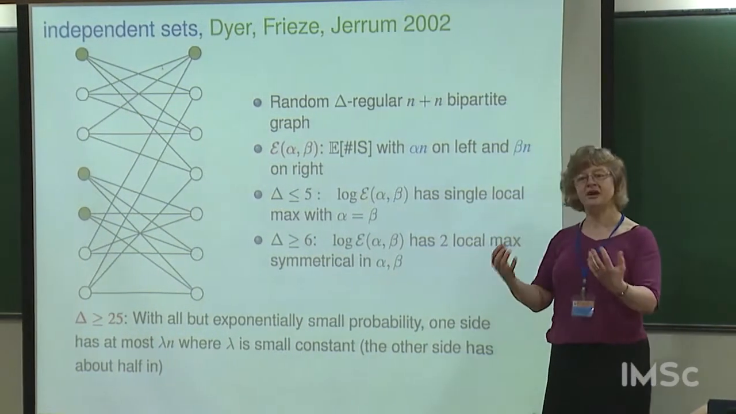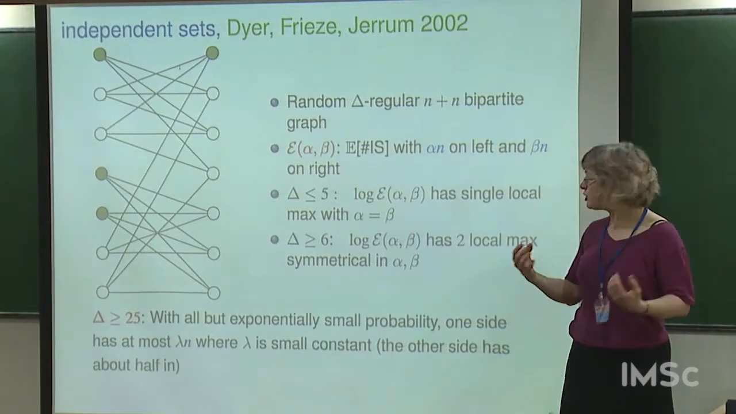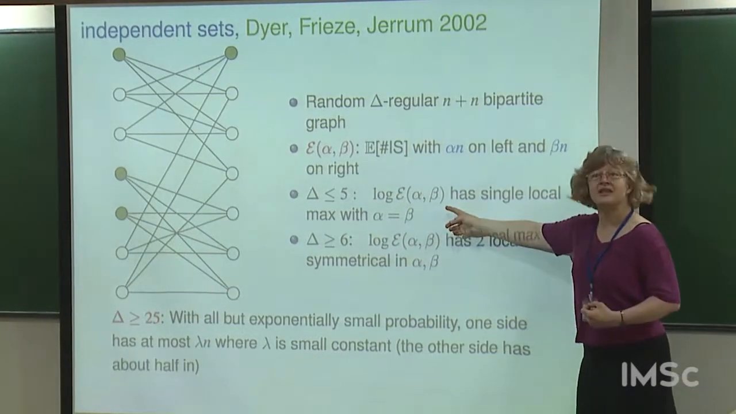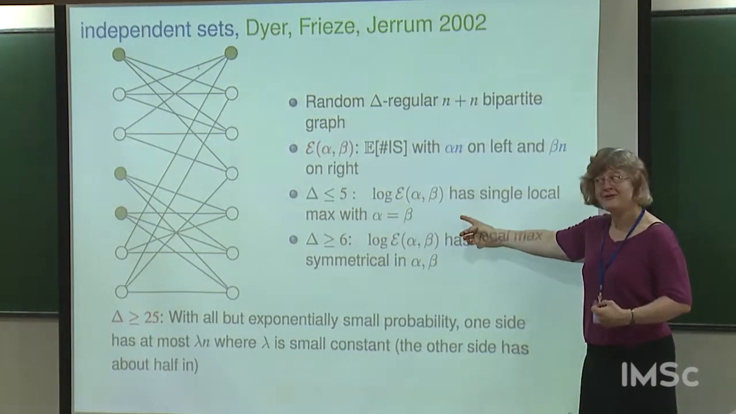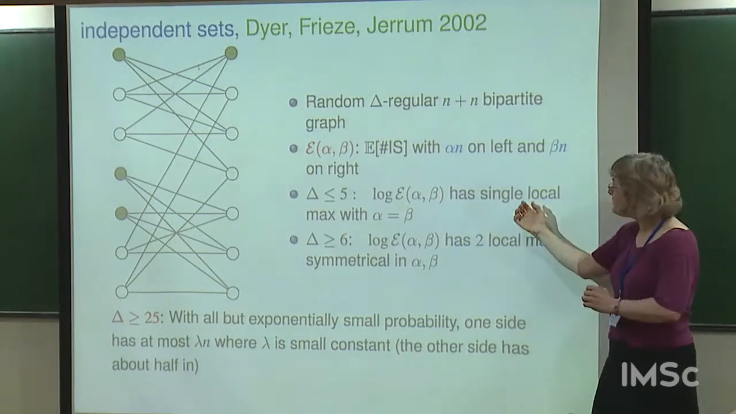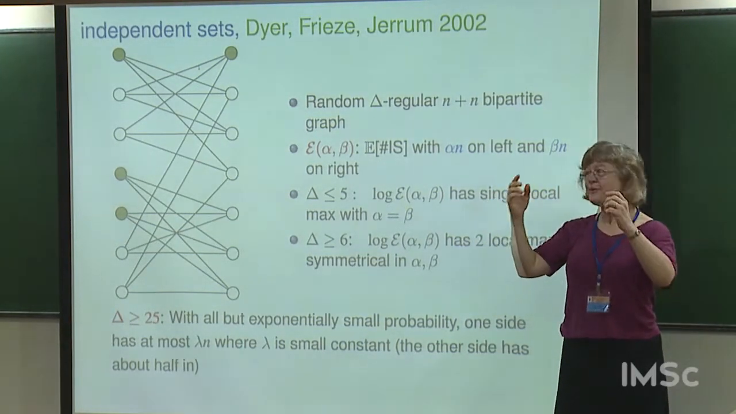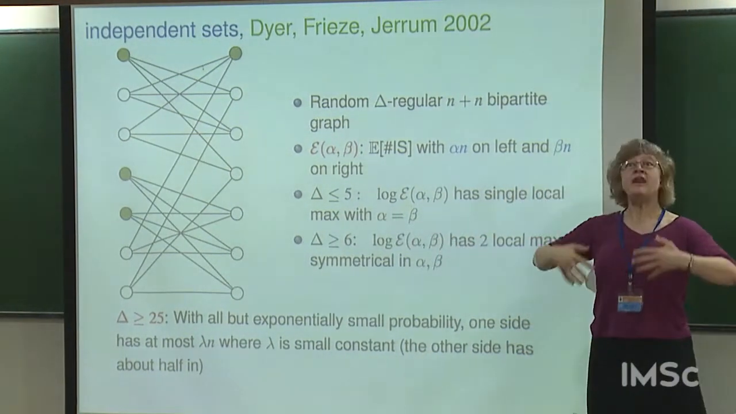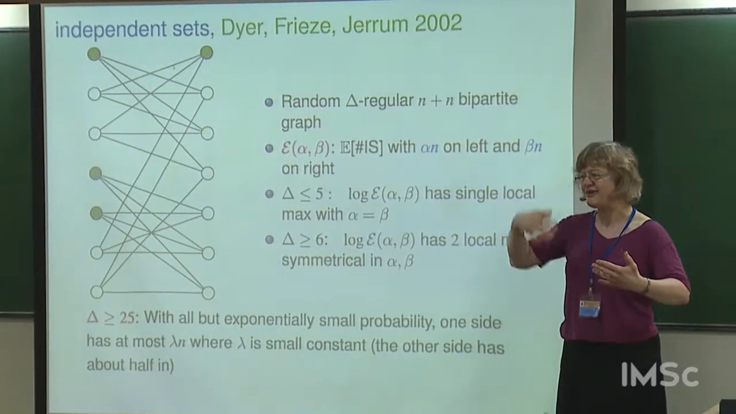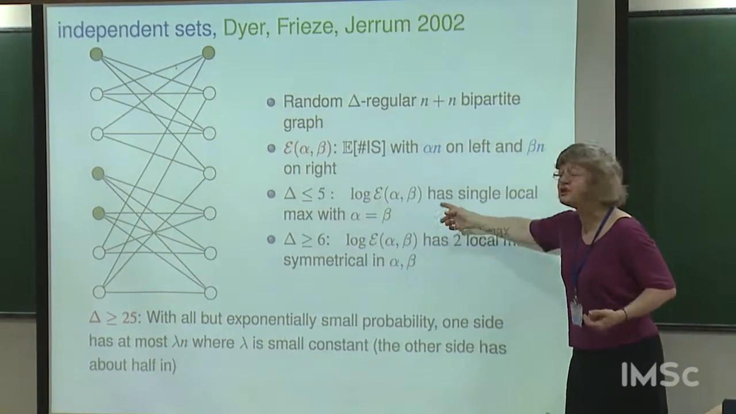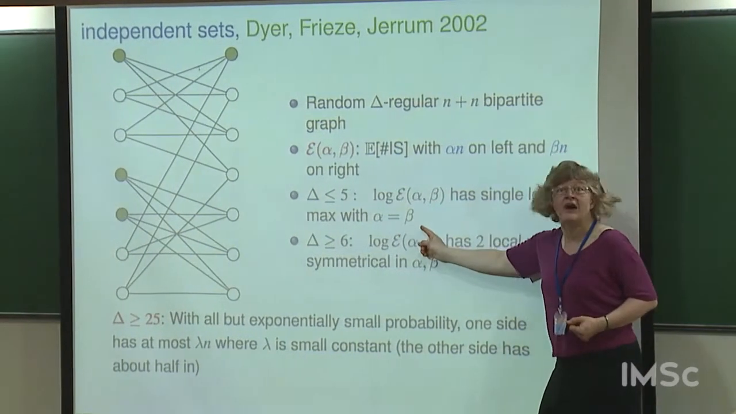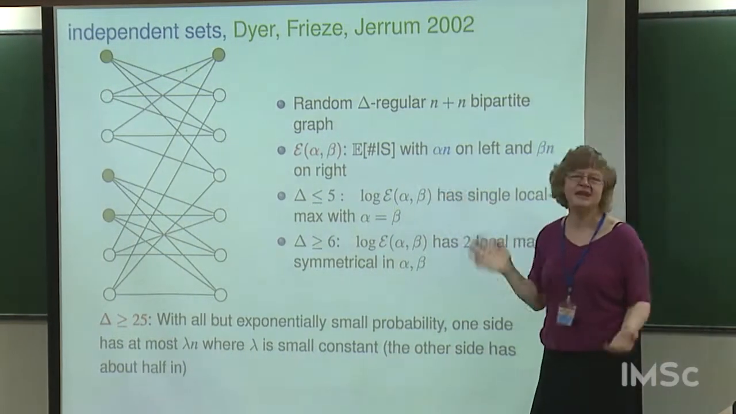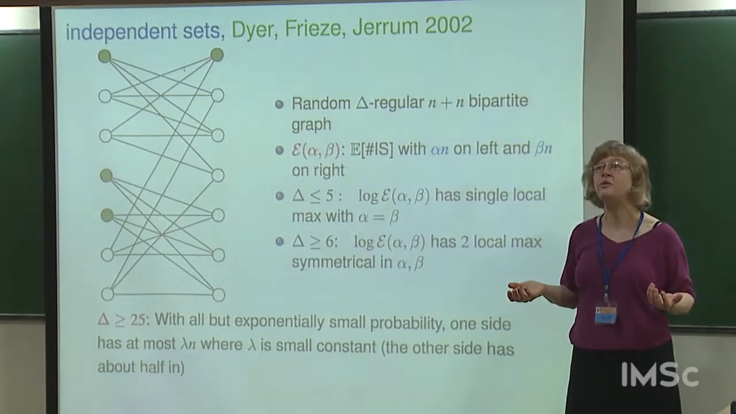Okay, so what does that tell us? Why did I take the log? I took the log because I'm interested in the number of independent sets of each type. And if the log has a max, let's take a global max. Suppose that I take an alpha beta which is a global max of this function. Then that would have exponentially more weight than anything else if I just added them all up, right? Because it's the log. So if delta is at most 5, the log has a single local max, and alpha equals beta. So that's saying the independent set is quite balanced. That's about the same number on the left and right.